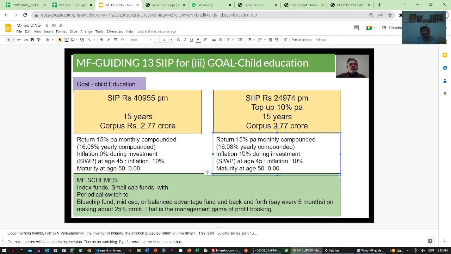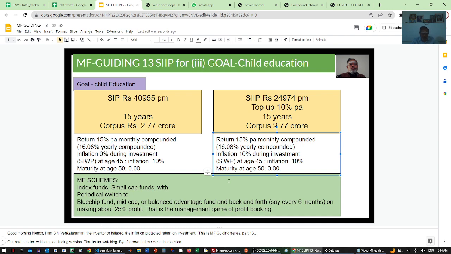That is, from 45 to 50 years, for the 5 years education period of the child, inflation is coming to be 20%. Here is the systematic withdrawal plan with the top up of 10%. That is, withdrawal increases at the rate of 10%. The maturity value at age of 50 is the same as 0 in the previous case. That is, we are spending all the money, whatever this 2.77 crore generated in 15 years, on children's education purposes.